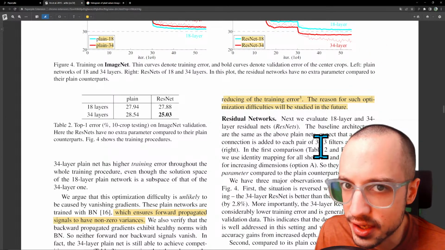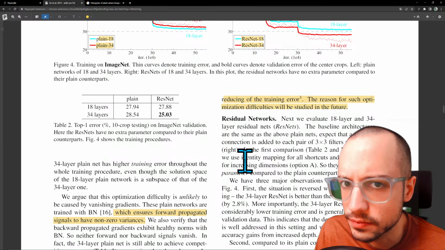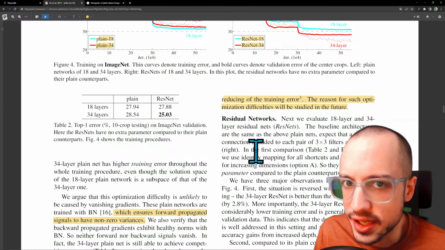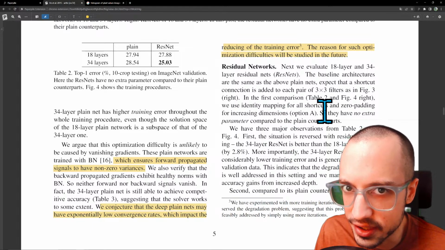Baseline architectures are the same as the above plain nets, except that a shortcut connection is added to each pair. We use identity mapping for all shortcuts and 0 padding for increasing dimensions, so they have no extra parameters. Yeah, this makes it very easy to compare.